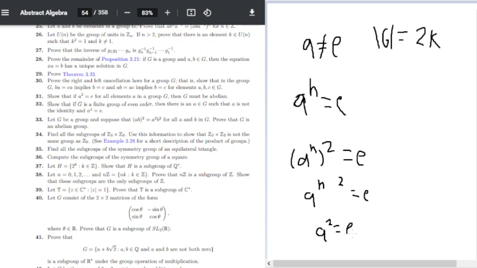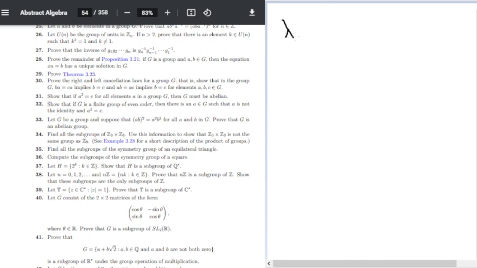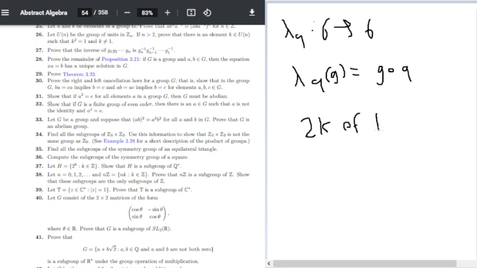I mean, could we do something on the number of permutations? Because basically, we have a permutation, we'll call it lambda A, from G to G, which is defined as lambda A of G equals G composed with A. And there are 2K of these permutations on G. Okay, so lambda A of G is equal to G composed with A. We have 2K of these permutations. What does that tell us?